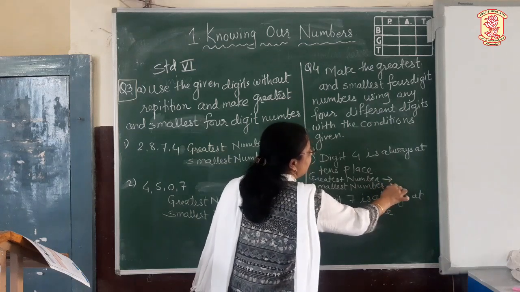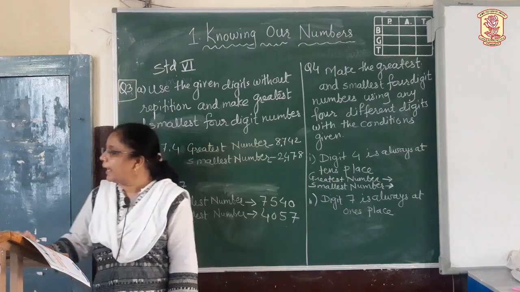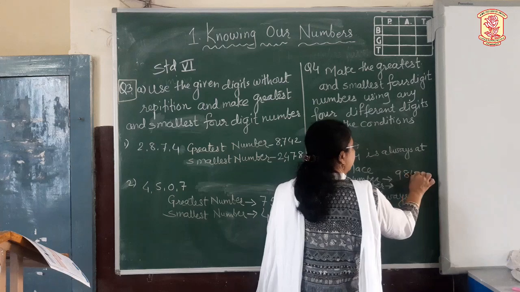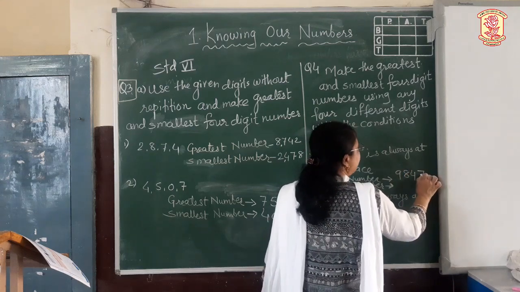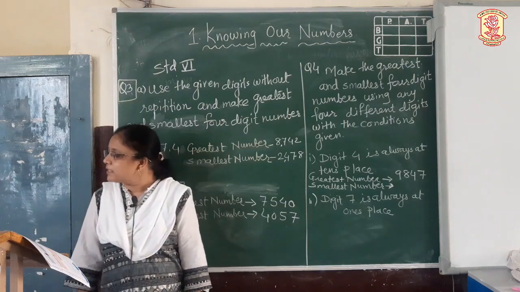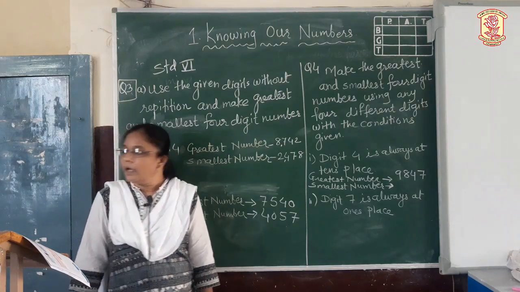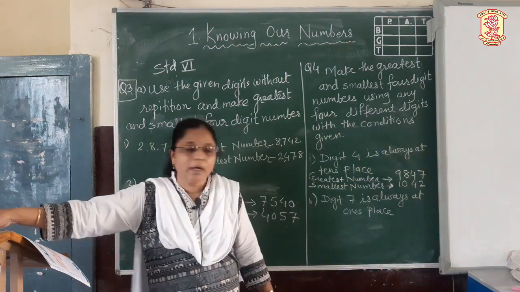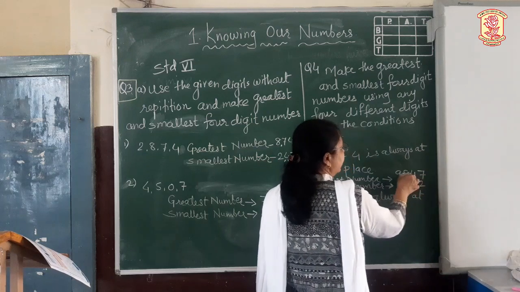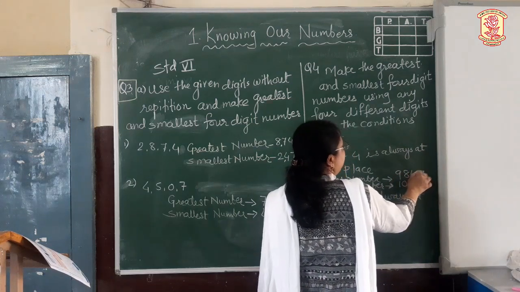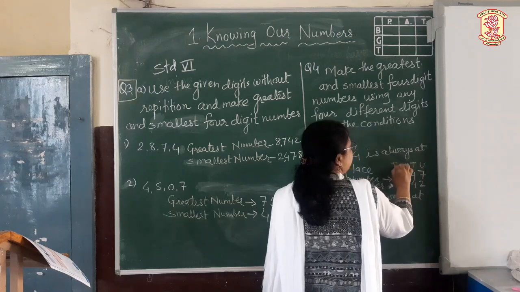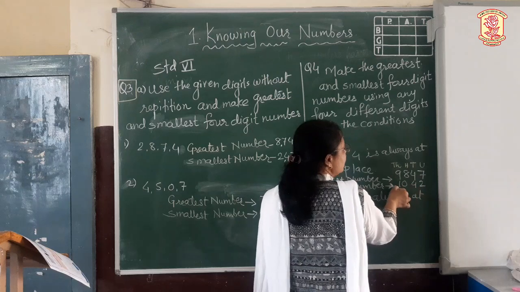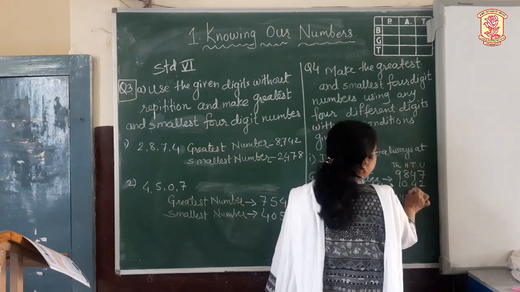And the condition given to us is that 4 is always at the tens place. So the greatest number I write here is 9847, and the smallest number is 1042. Now see the places over here: unit, tens, hundred and thousand. 4 is coming at the tens place. Here in this number also: unit, tens, hundred and thousand. 4 comes at the tens place.